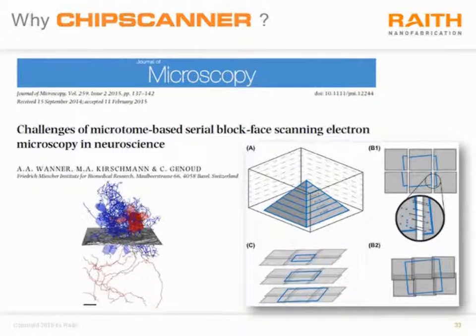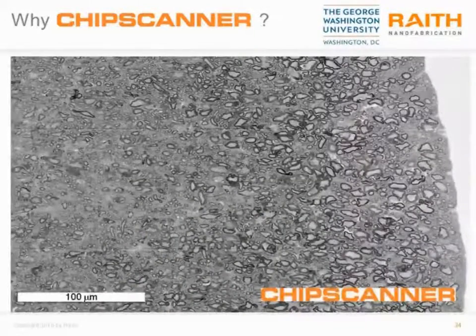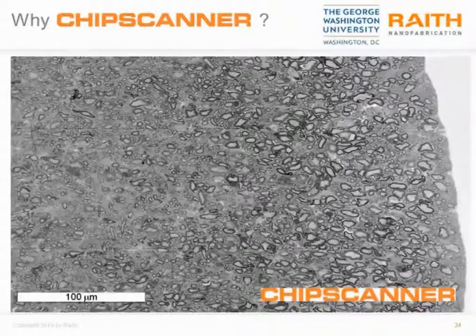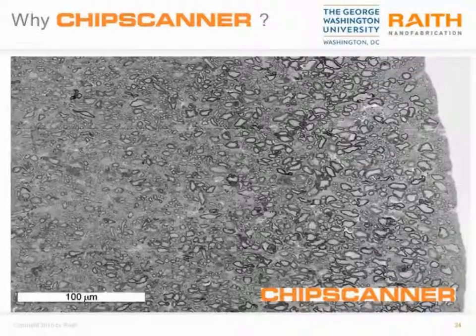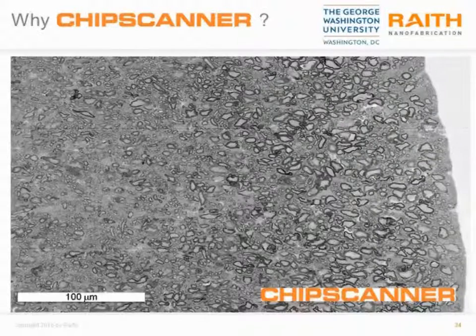So neuroscientists and semiconductor reverse engineers essentially have the same problem, and that's reverse engineering of circuitry. The chip scanner, with its excellent 3D stitching, can therefore really enable neuroscience in addition to semiconductor reverse engineering. And so together with our partners at the George Washington University, we set out to make a map of a mouse spinal cord using the chip scanner.